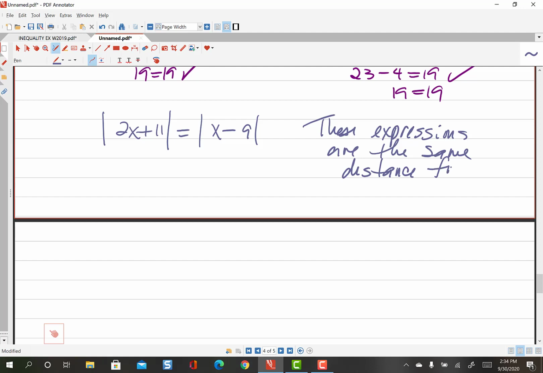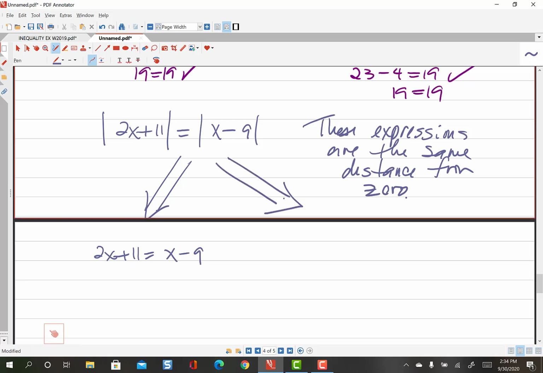So kind of get a picture in your head. If they're the same distance from 0, that tells you they're either exactly equal to one another, or the other possibility is that they're the same distance from 0, but on opposite sides. So when we remove those absolute value signs, what I'm saying is that either 2x plus 11 is exactly equal to x minus 9, or 2x plus 11 is equal to the opposite of x minus 9. It doesn't matter which side you deem the opposite, you'll get the same place in the end, so just be a little careful.